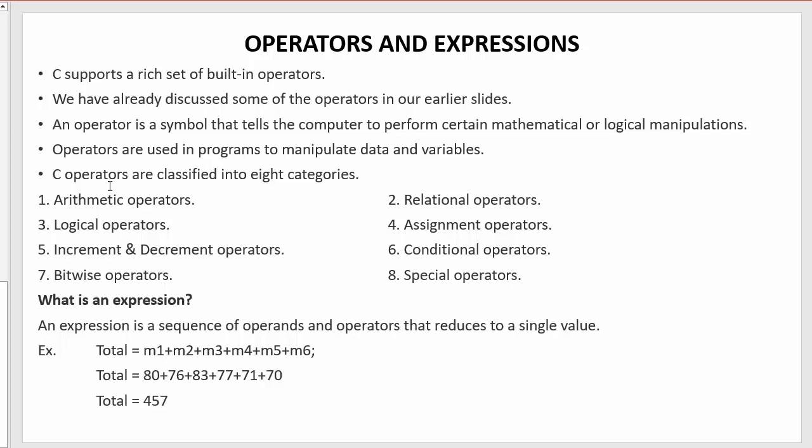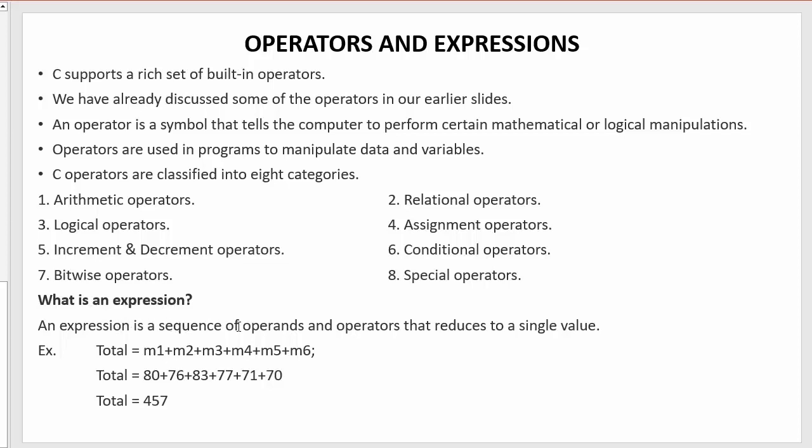C operators are classified into 8 categories. Now let us see what those various categories of operators are. First one is arithmetic operators, then relational operators, logical operators, assignment operators, increment and decrement operators, conditional operators, bitwise and special operators. In this video we will restrict our discussion to only two types of operators, which are the first two, arithmetic operators and relational operators, and in our upcoming videos we will discuss the remaining operators. Now let us move ahead to discuss a simple question: what is an expression?